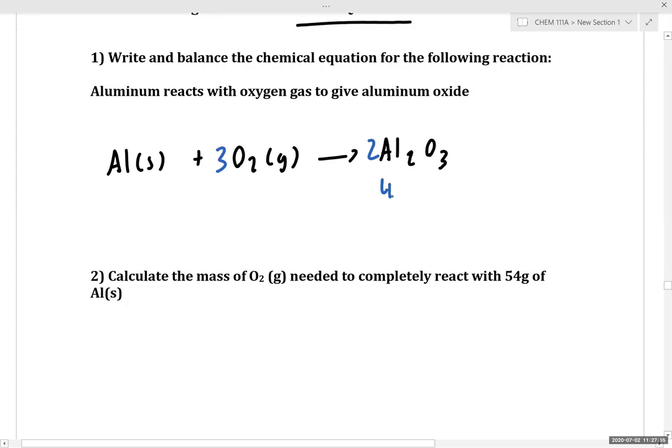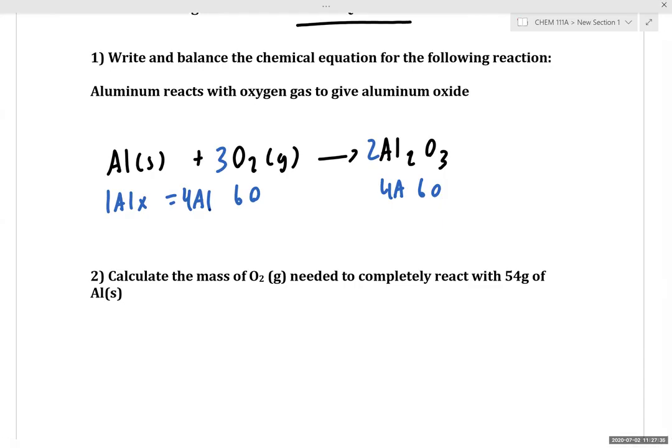So now that we have 4 aluminum and 6 oxygens on the right, 6 oxygens on the left, and 1 aluminum on the left, what coefficient do we need to get 4 aluminums on each side of our chemical equation? How many aluminums do we need to get 4? 1 times what would give us 4? What coefficient do we need for aluminum? 4, yep.